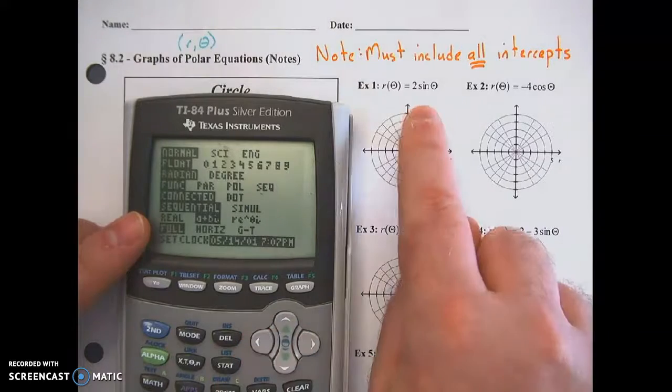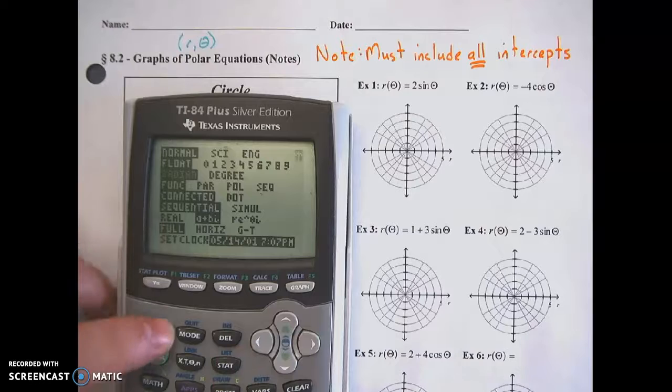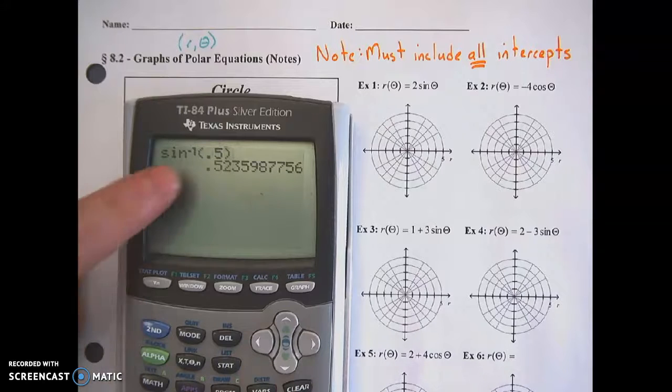Anytime you do anything trig related, you have to decide which mode you should be in. So here's the rule of thumb. If you want to do something on this screen, like let's say you want to do sine inverse of 0.5 or 1/2, that's going to spit back an answer that's in radian mode.